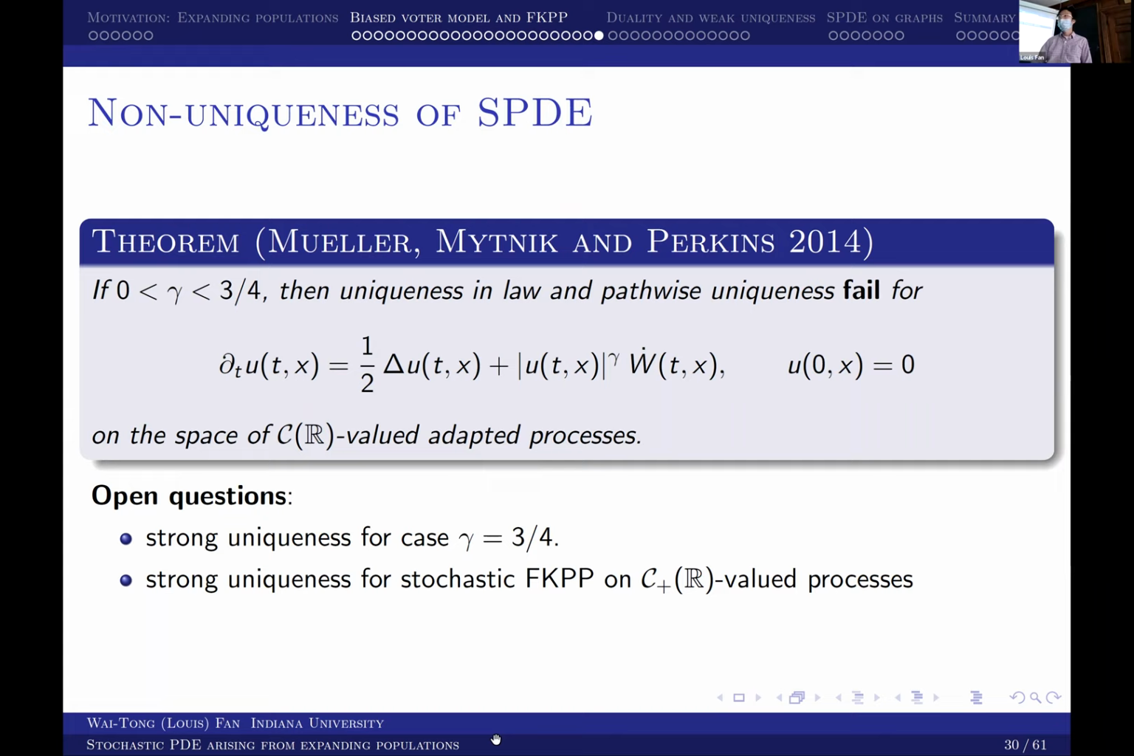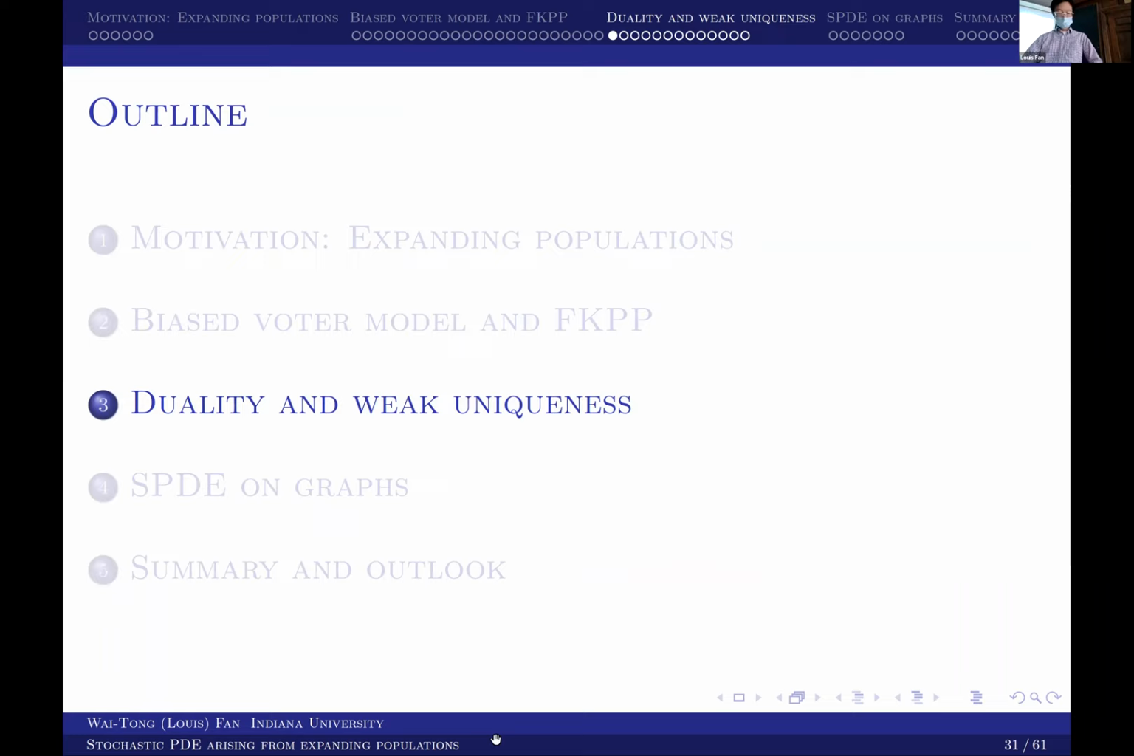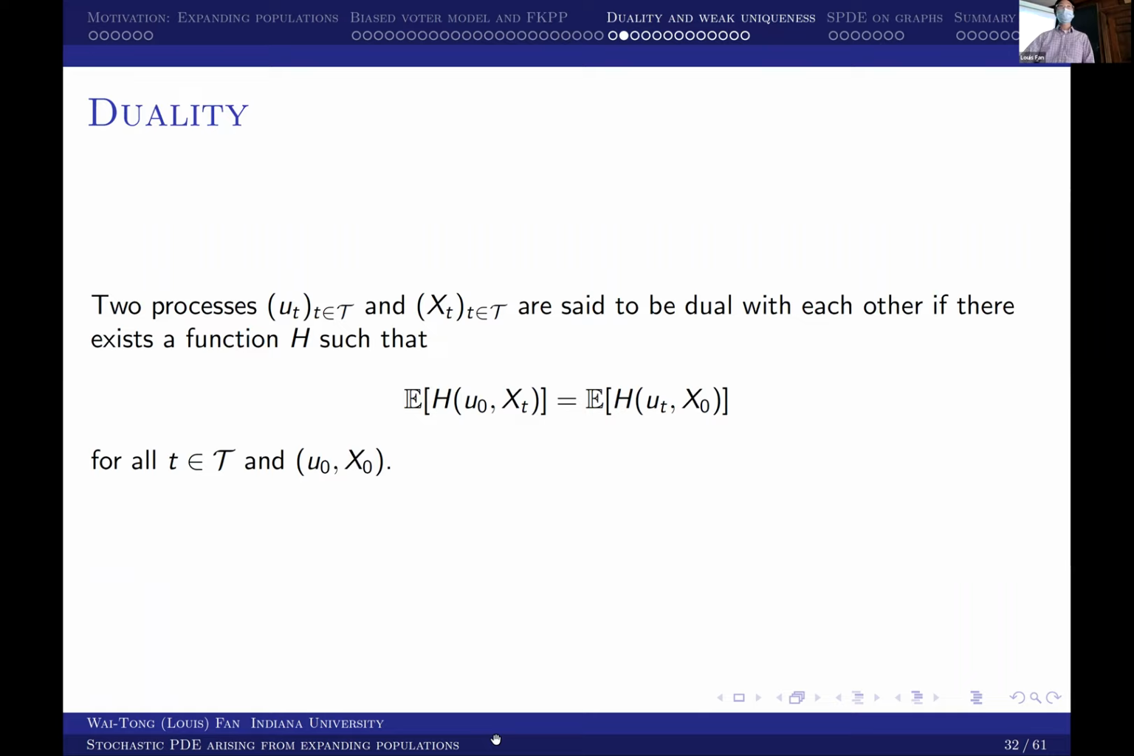In the next section, I want to mention how to get uniqueness using duality. Duality is an interesting technique, and it might have relation to some physics techniques. There are many notions of duality. The particular notion I'm talking about is that two stochastic processes U and X are said to be dual to each other with respect to a function H if this holds: the expectation of H of U at time zero, X at time T is equal to that of H of U at time T, X at time zero. If this holds for all initial conditions and all times, we say duality holds between these two processes. This is a powerful tool because it allows us to study one process using the other. In our case, we will obtain uniqueness of U, the stochastic FKPP equation, by the existence of another process.